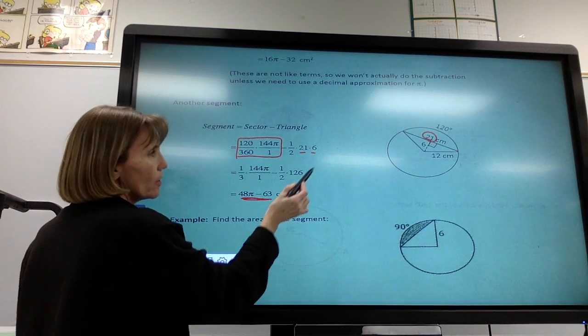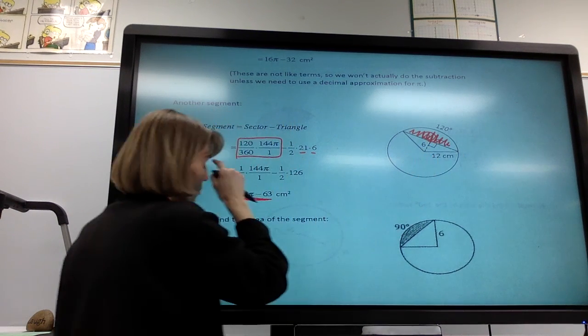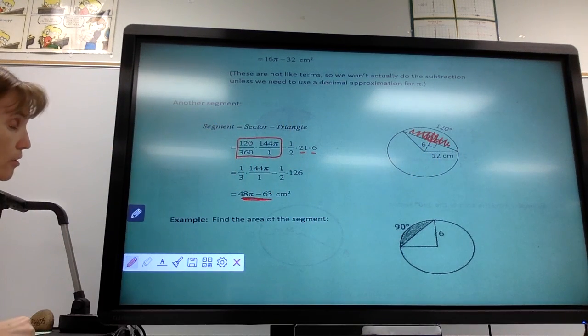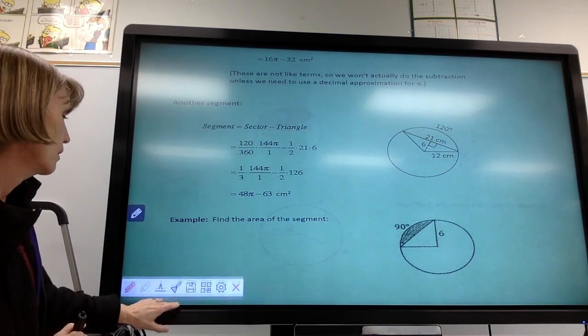So I'd say the area of this portion right here, just this piece of that circle, is 48 pi minus 63. Okay, and let's try one on our own here.